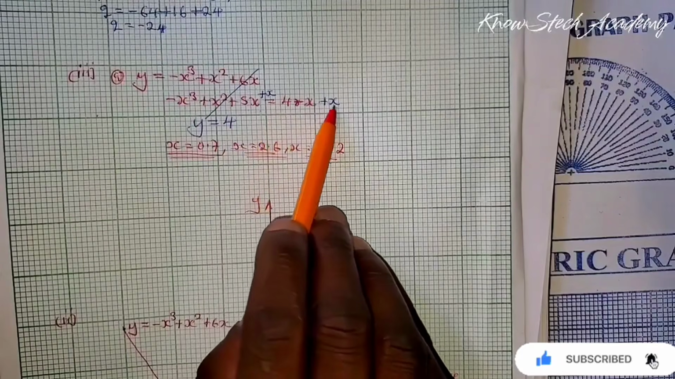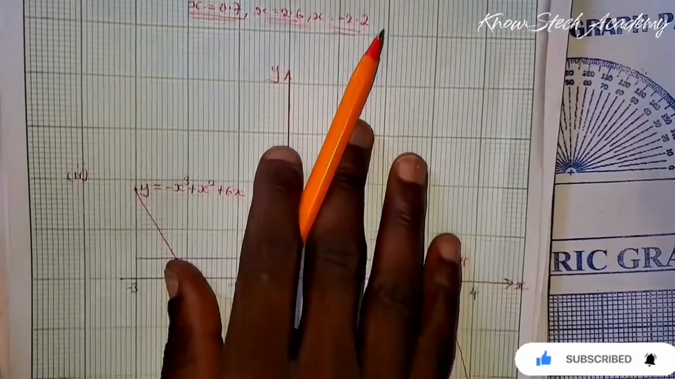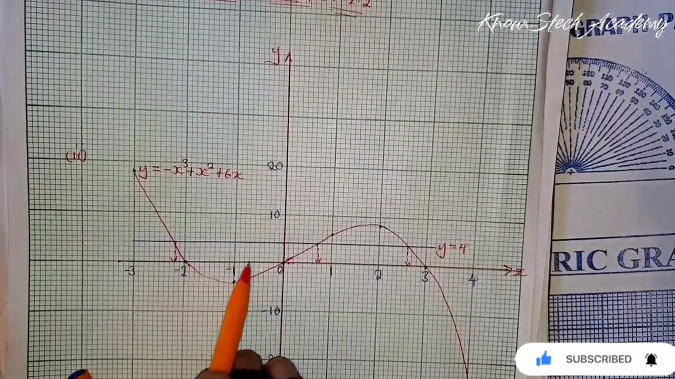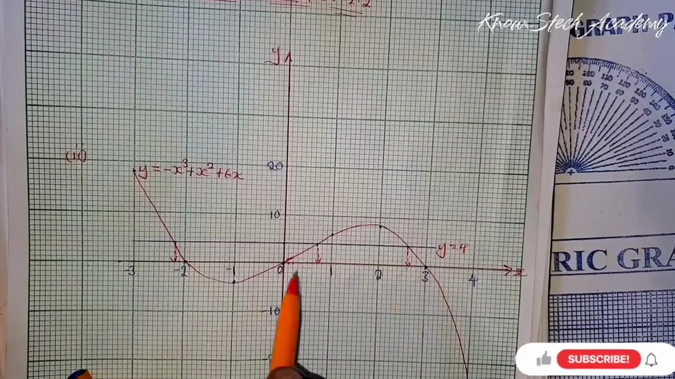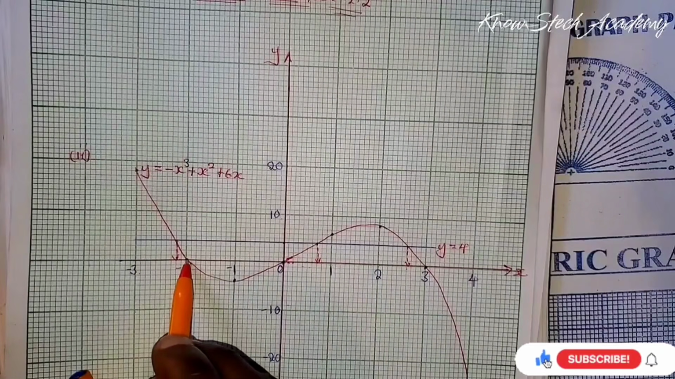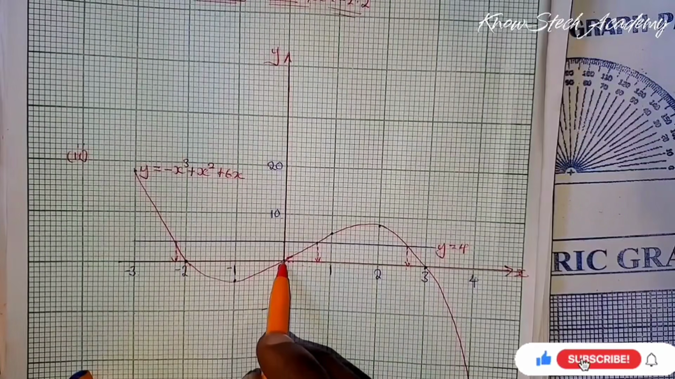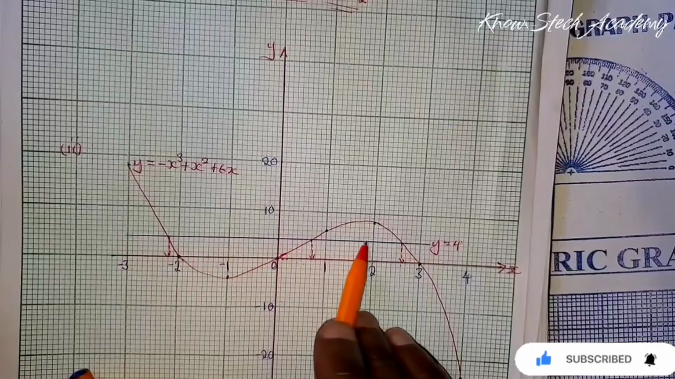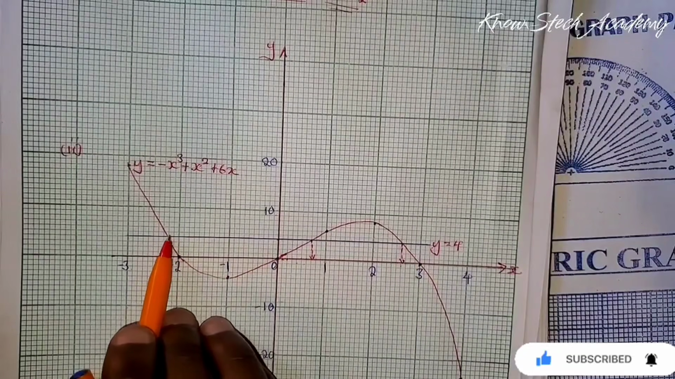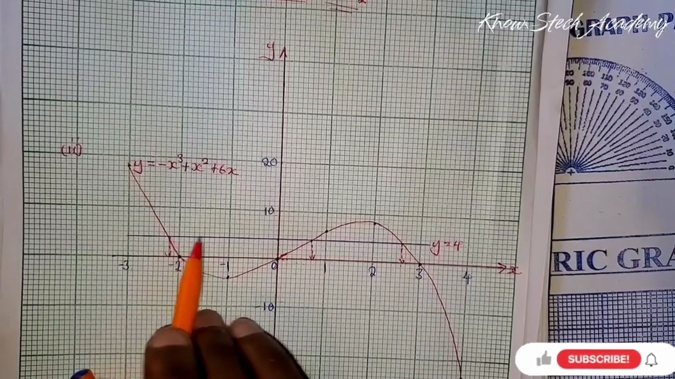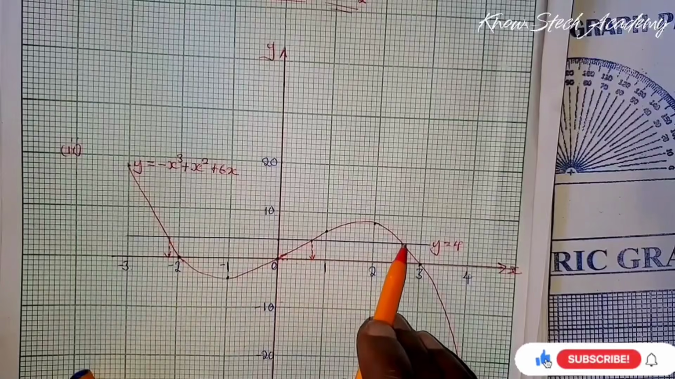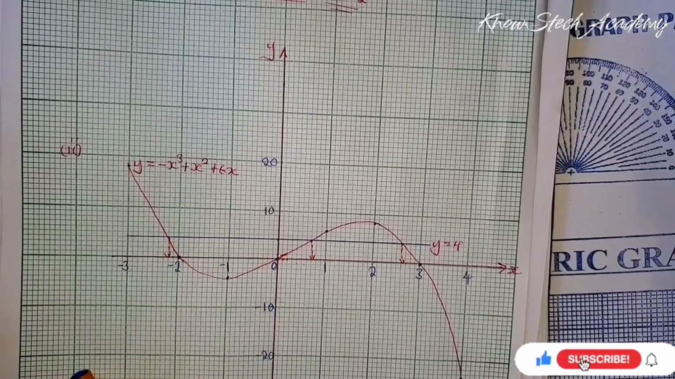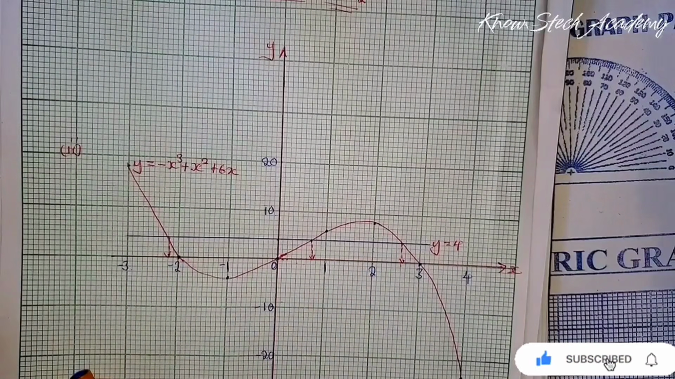If y was equal to 0 on this side, our solutions would have been here on the x-axis: x equals negative 2, x equals 0, and x equals 3. Now y is equal to 4. The line y equals 4 is cutting the curve at this point and this point here. So that's how simple this is.